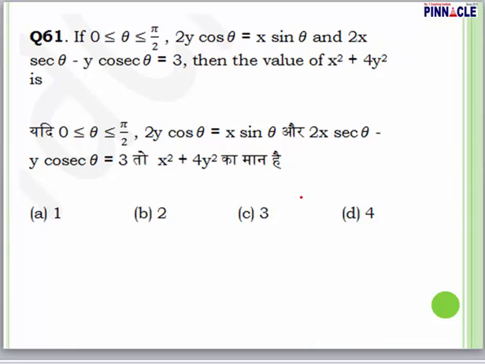Question number 61. If 2y cos theta is equal to x sin theta and 2x secant theta minus y cosecant theta is equal to 3, then we have to find the value of x square plus 4y square. In this question you have to find the value of x square plus 4y square.